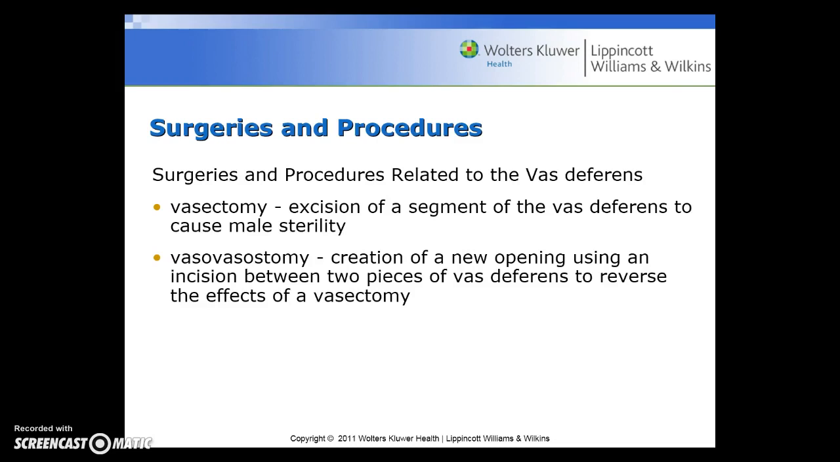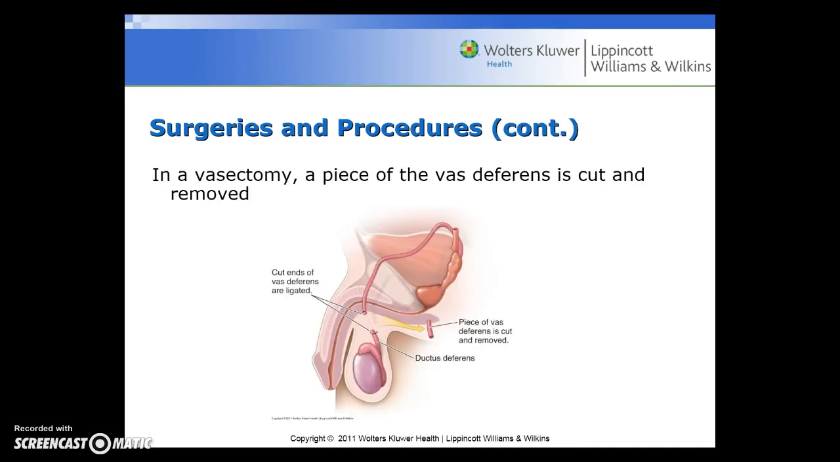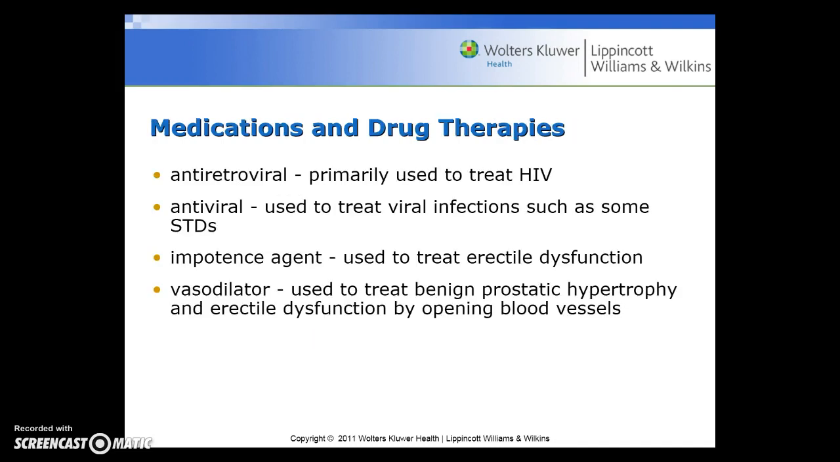A vasectomy is an excision of a segment of the vas deferens to cause male sterility, and a vasovasostomy is a creation of a new opening using an incision between two pieces of the vas deferens to reverse the effects of a vasectomy. In a vasectomy, the piece of the vas deferens is cut and removed. You can see that in this diagram.